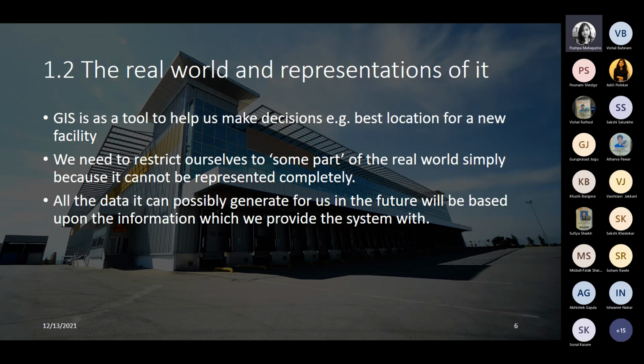I think my chat box is not getting refreshed. But if you know the answer, then please put it in the chat box quickly. Yes, data quality parameters, and what kind of errors may be introduced. Okay, very good. So I hope these two topics are clear to everyone. Now we'll go with the real world and its representation.